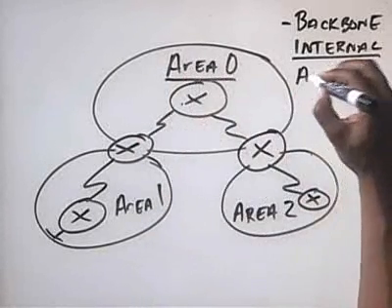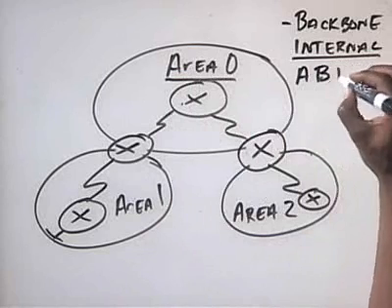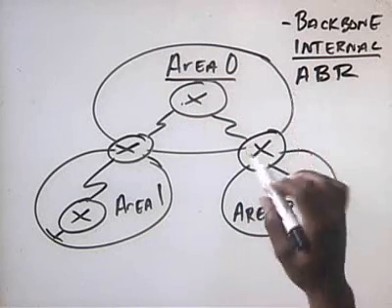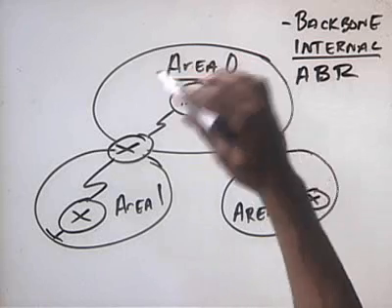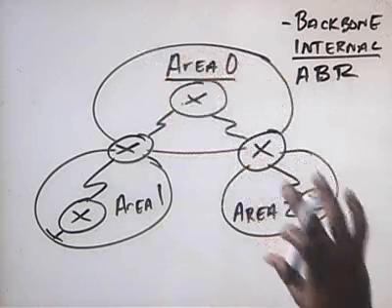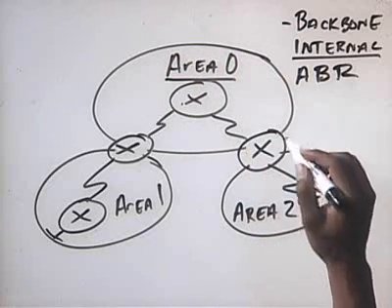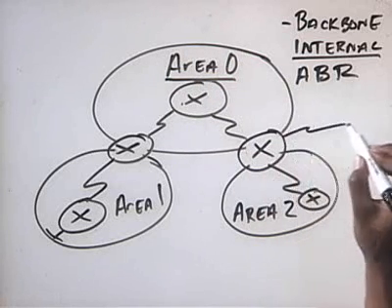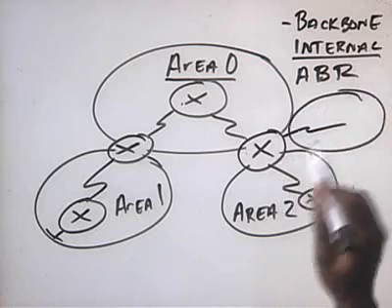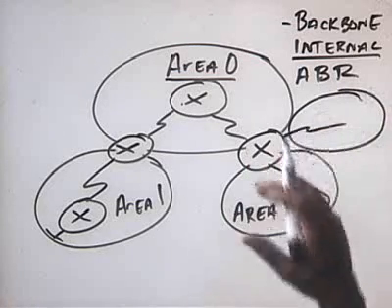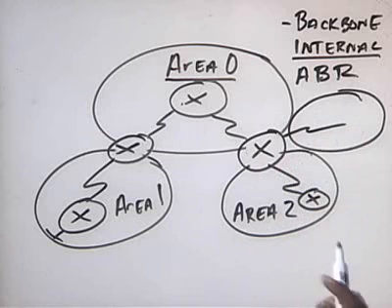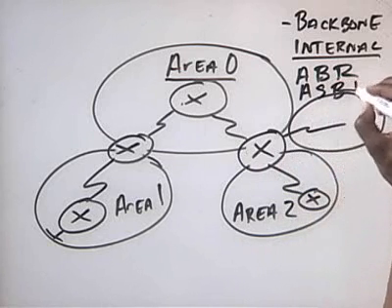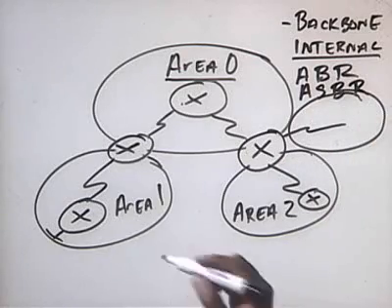Then you have area border routers. Area border routers are any routers that have one interface in one area and another interface in any other area. This same router could also have an interface in a third area here, and it would still be considered an area border router. And then you have ASBRs, Autonomous System Boundary Routers.